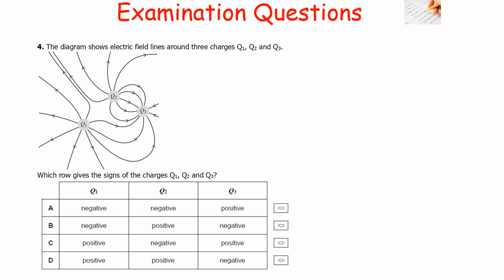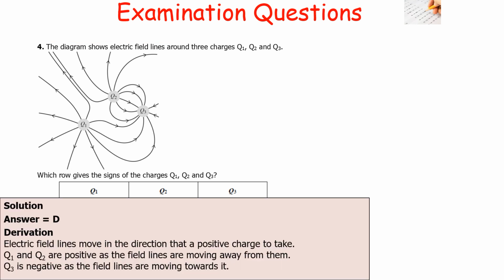Right, the answer here is D, because electrical field lines move in the direction that a positive charge would take. Now Q1 and Q2 are positive as the field lines are moving away from them. So positives repel positives, so the direction of arrows for a positive charge is away from the object. Now Q3 is negative because the field lines are moving towards it, so a positive charge will be attracted to it, indicating it must be negative.